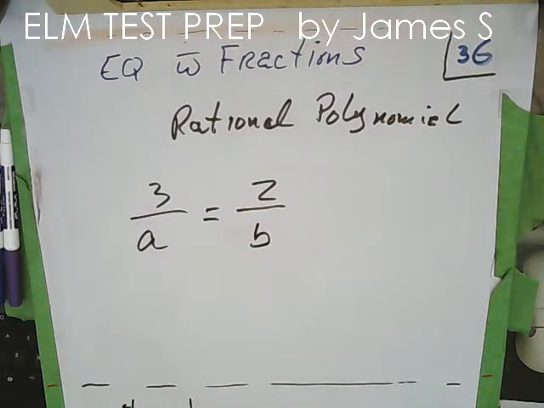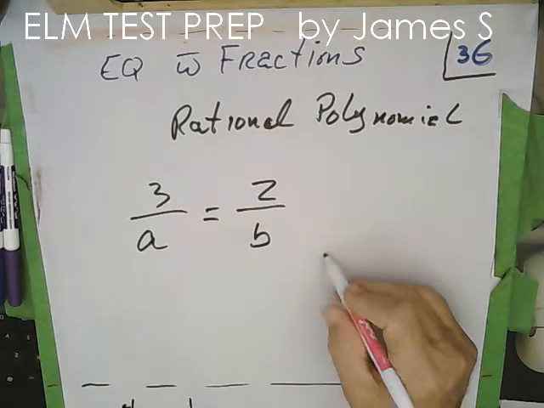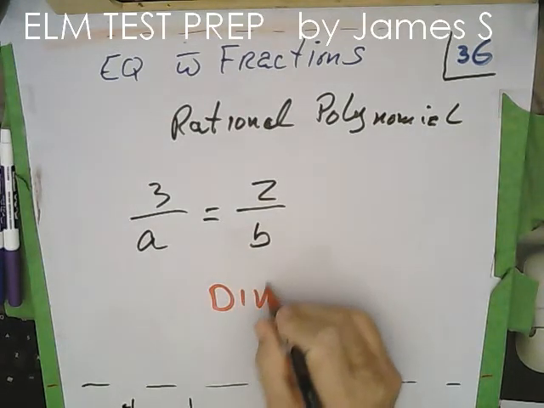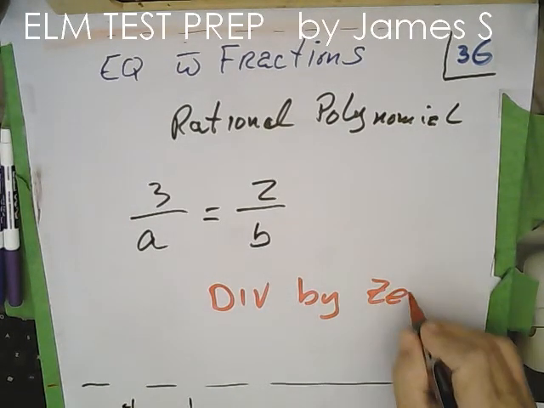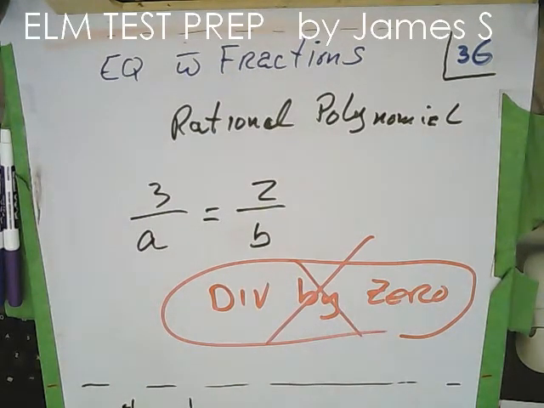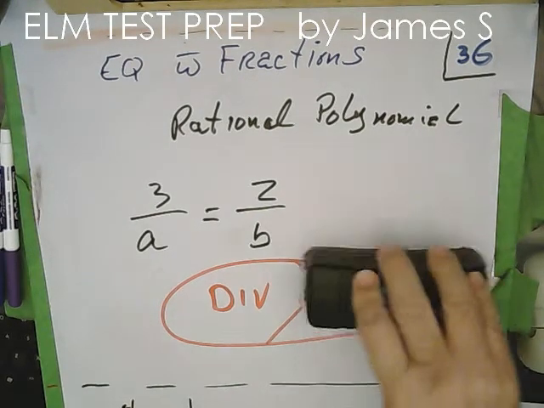I just want to explain one thing. First of all, you cannot divide by 0. Just fix that in your mind when you're dealing with rational polynomials and fractions. You cannot divide by 0. Alright, so we've covered that rule.